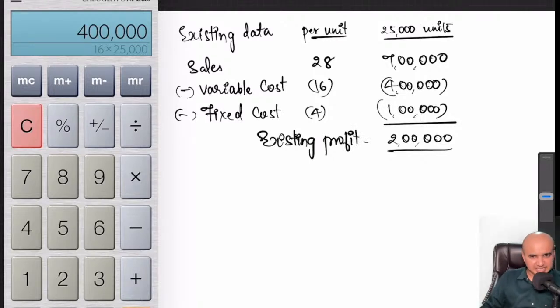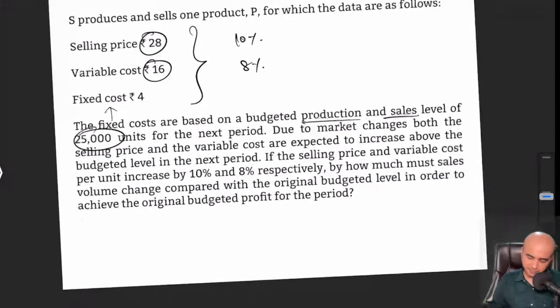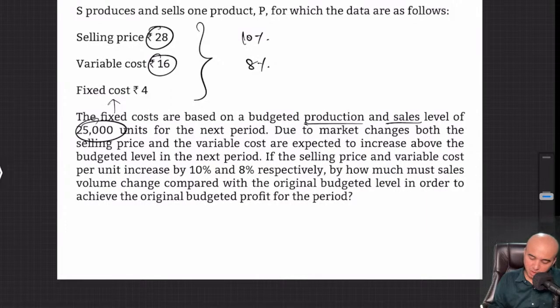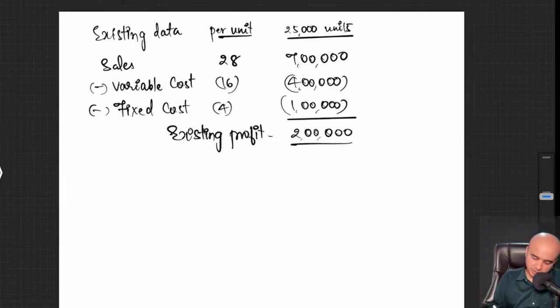This is easily done. But what is asked is, what will happen if it changes? So what should change here? Let's go back to the question. Now they say, due to market changes, both the selling price and the variable cost are expected to increase above the budgeted level in the next period. How much? Selling price will increase by 10%, whereas the variable cost will increase by 8%. We'll have to increase both now. Okay, let's do that. So let me just rewrite, let me call it revision.